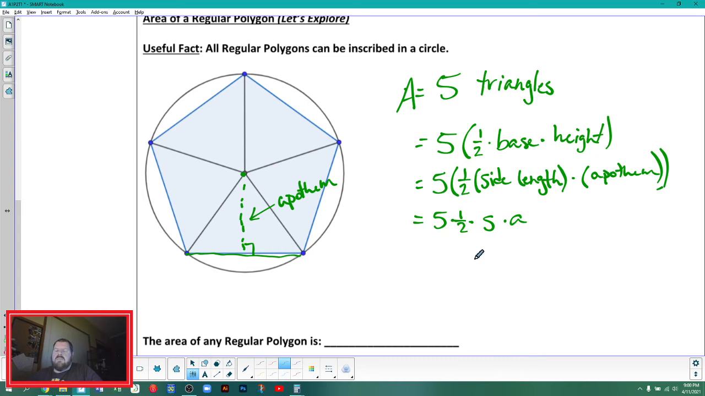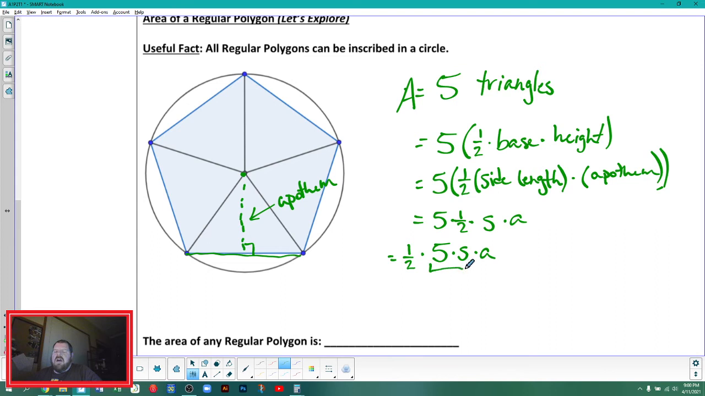Let's move these things around a little bit. I'm going to say 5 times s. Actually, I'm going to go the other way. I'm going to bring the 1/2 in front, and the apothem there. Well, in this picture, and this one is unique because we have 5 triangles. We're not always going to have 5 triangles.